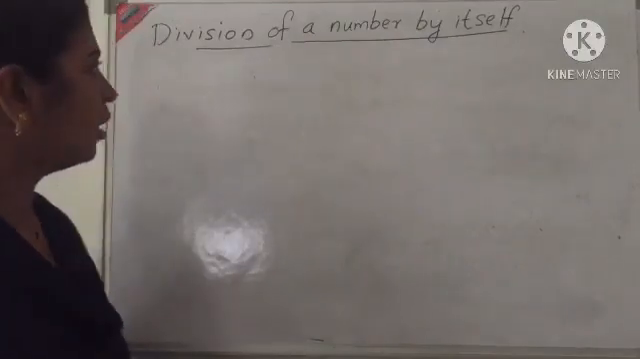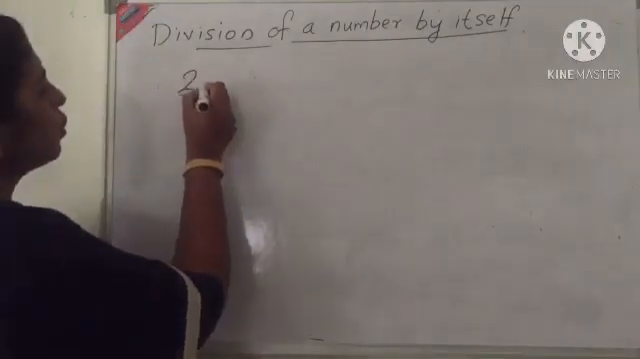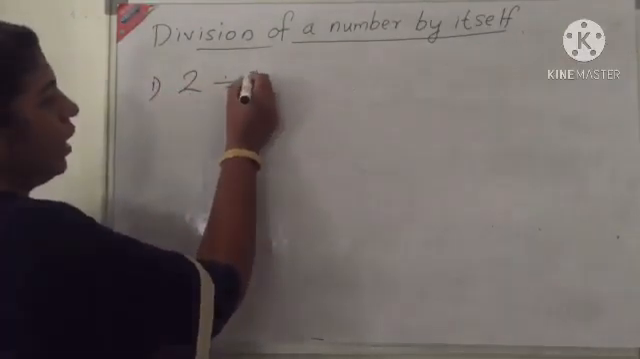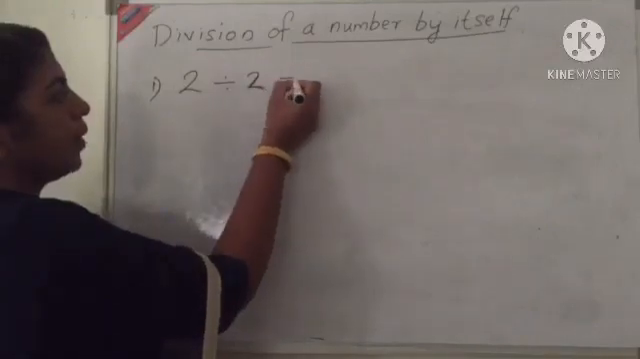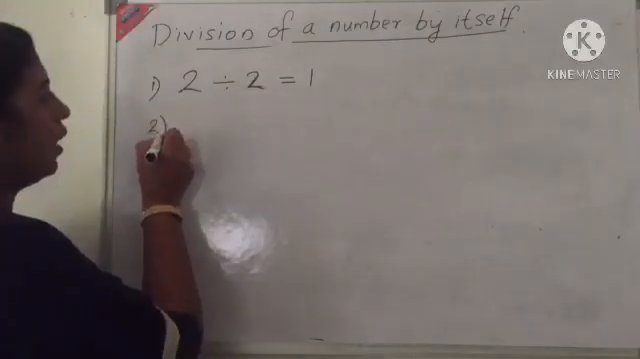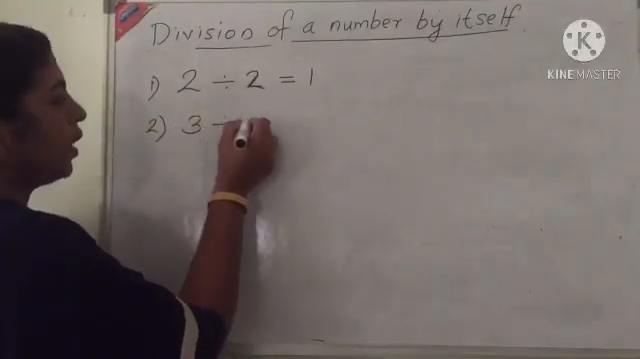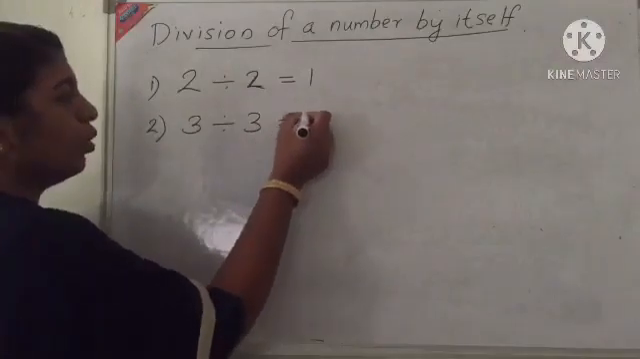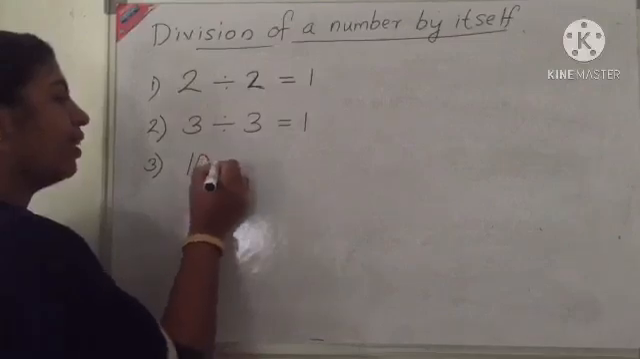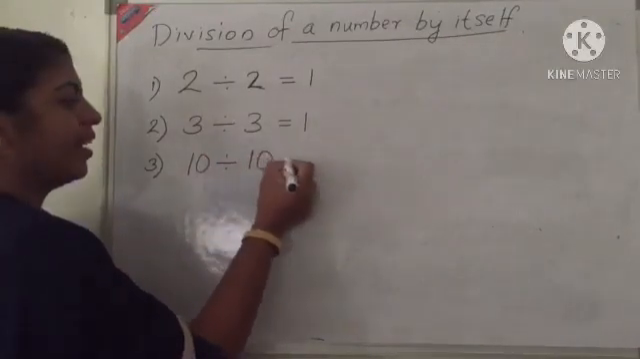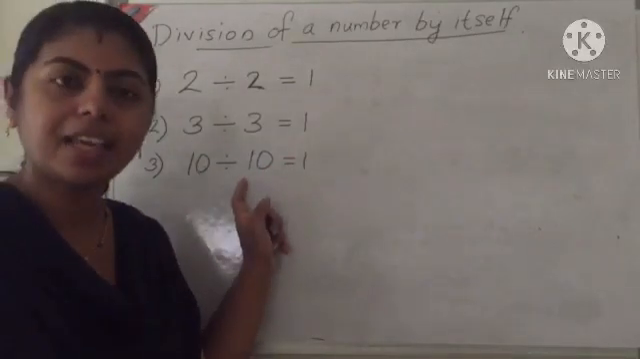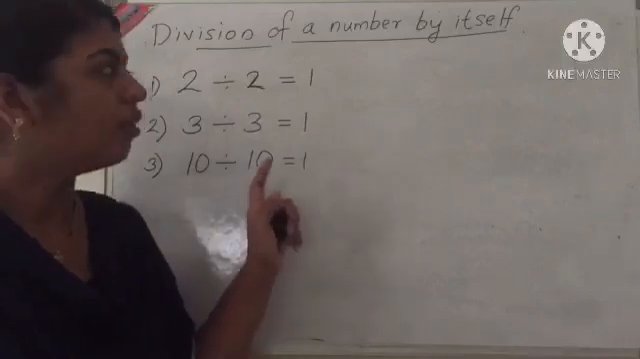Then here, 2 divided by 2. How much is it? A number divided by the same number equal to 1. Then second one, 3 divided by 3. It's equal to 1. Third one, 10 divided by 10. It's equal to 1. A number divided by the same number equal to 1.